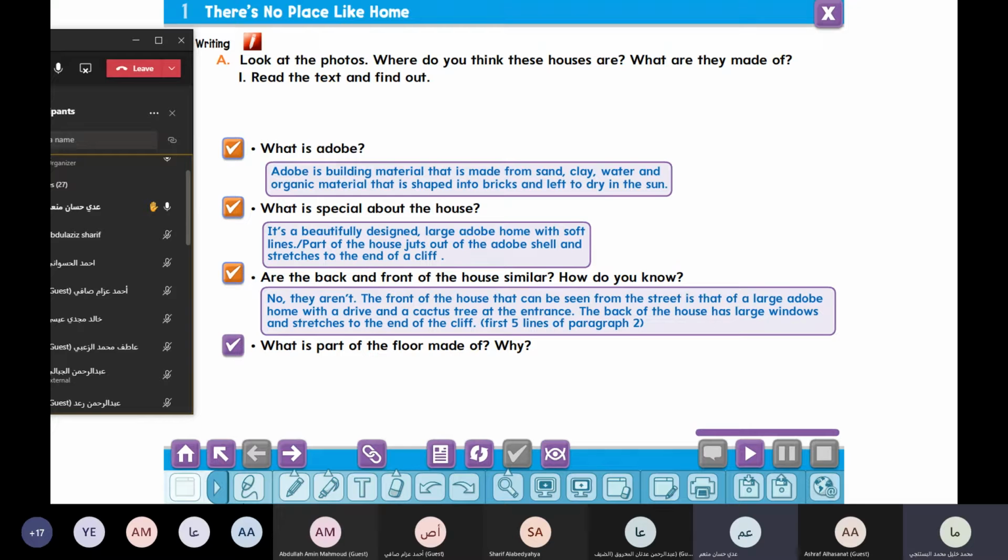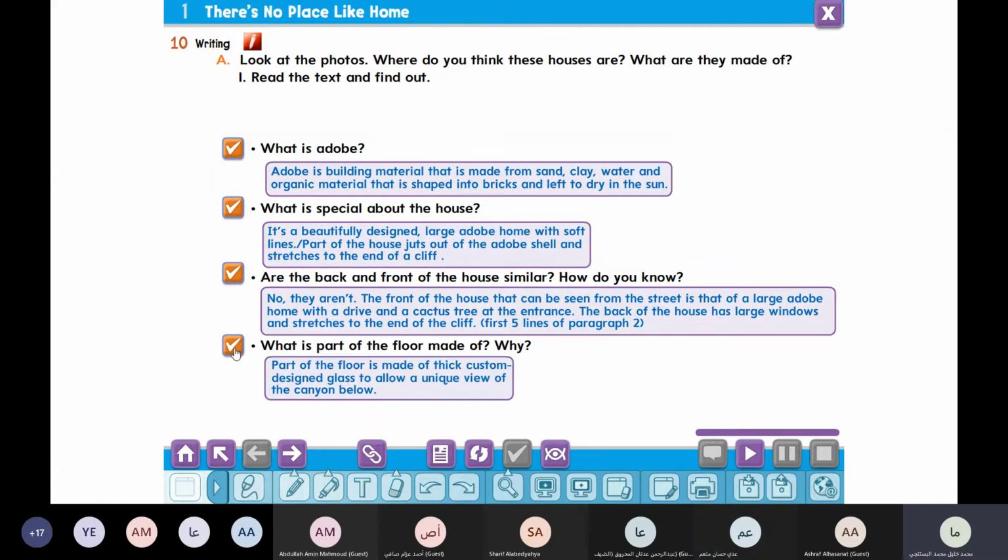What is part of the floor made of and why? Part of the floor is made of thick custom design glass to allow a beautiful view of the canyon below. Good. Thank you.